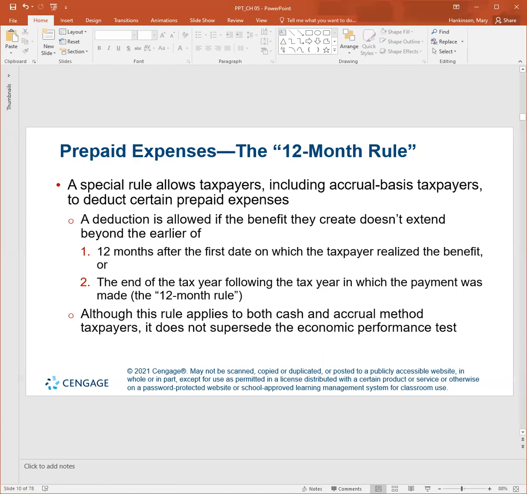Although this rule applies to both cash and accrual method taxpayers, it does not supersede the economic performance test. Therefore, it does not apply to prepayments of services, property, or the use of property for accrual basis taxpayers unless economic performance has occurred. Nor does it apply to other expenses for which special rules regarding their timing exist. Prepaid expenses eligible for the 12-month rule include insurance, dues, and licenses.